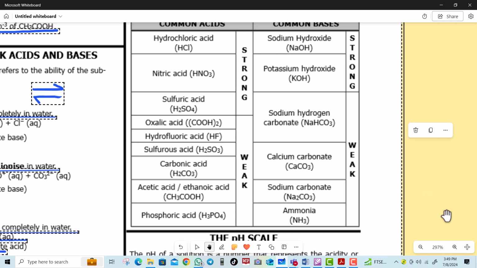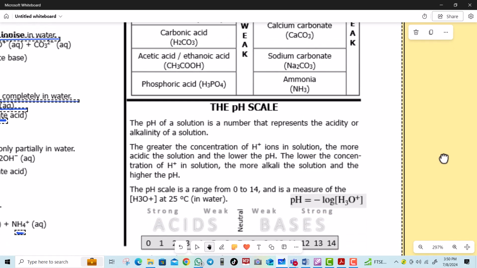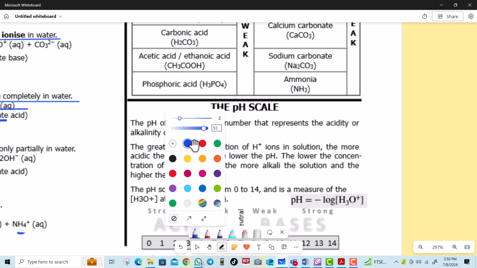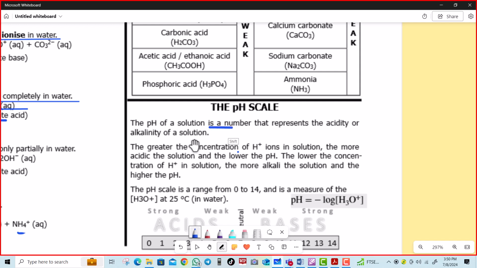Okay, let us proceed. Let's talk about the pH scale. The pH of a solution is the number that represents the acidity or alkalinity of a solution. I repeat, the pH is a number that shows us the alkalinity or acidity of a solution.